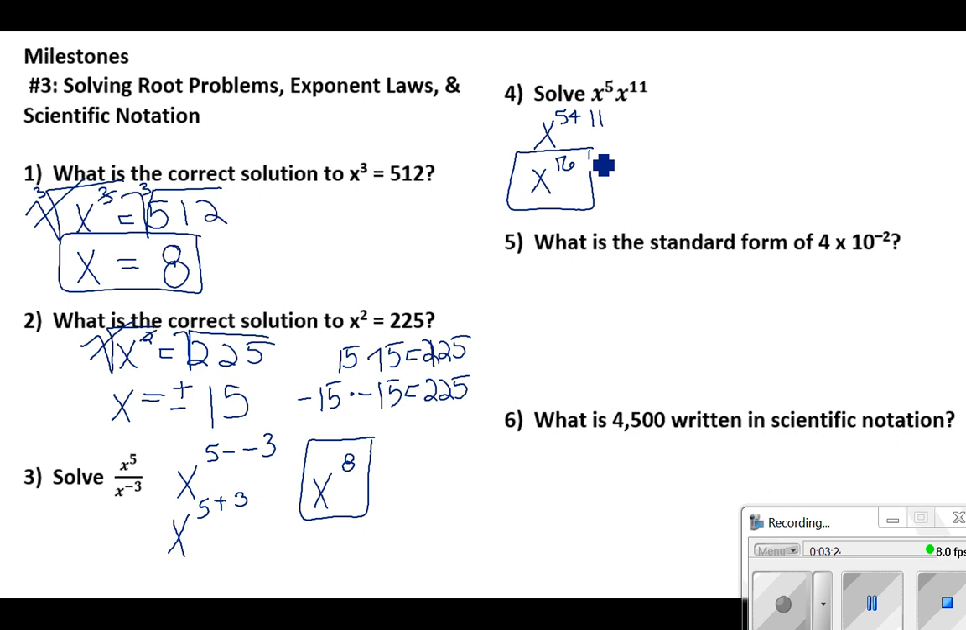Question 5. What is the standard form of 4 times 10 to the negative 2nd power? We're going to take 4 and rewrite it. And 10 to the negative 2nd power means we have to make a smaller number. So we're going to be moving the decimal 2 places, and to make a smaller number, we have to move it to the left. Move it 2 places, 1, 2, and make a new decimal point. Fill in everything with zeros. Our final answer would be 0.04.